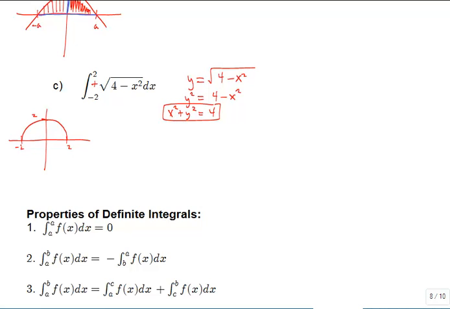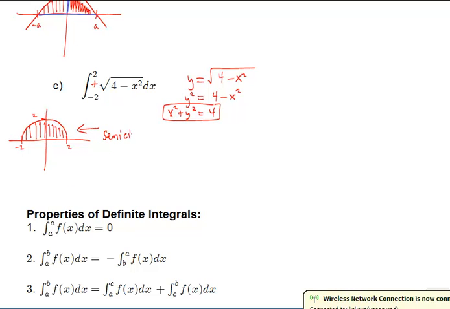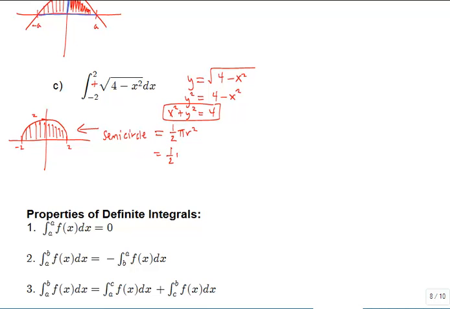So what would be the area from negative 2 to positive 2 under this top half of the circle? Well, it's just that area right there, which is a semicircle. So how do you find the area of a semicircle? Well, area of a circle is pi r squared, so area of a semicircle would be 1/2 that. And what's our radius? Our radius is 2, so if we plug that in, we'll get 1/2 of pi times 4. Half of 4 is 2, so this is just 2 pi. So this area is just 2 pi.